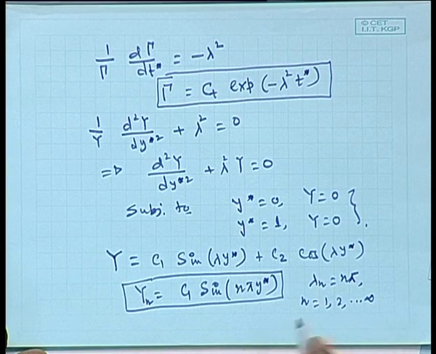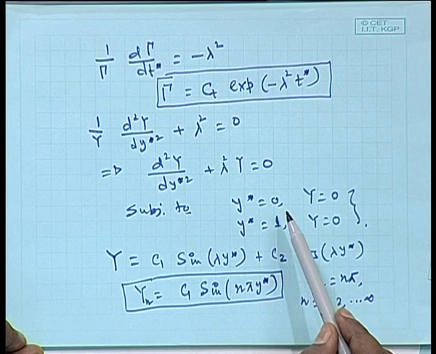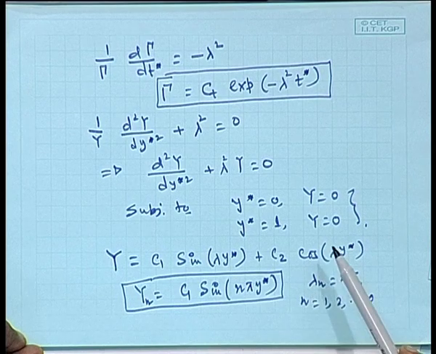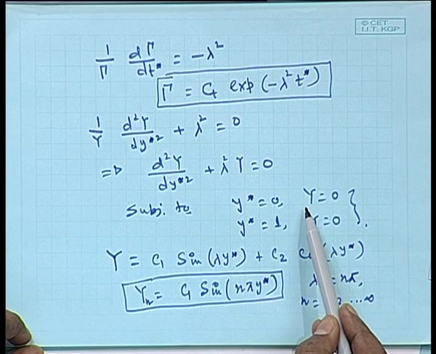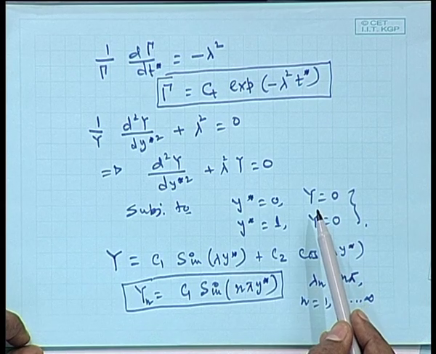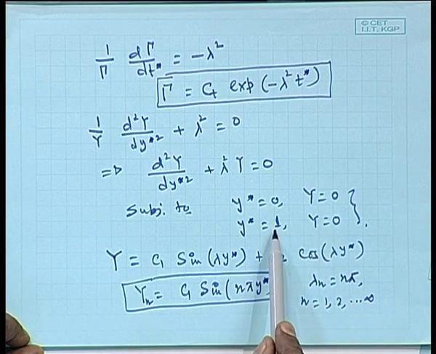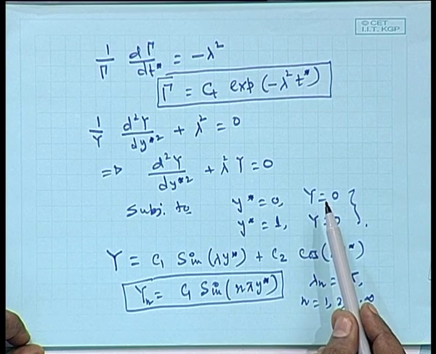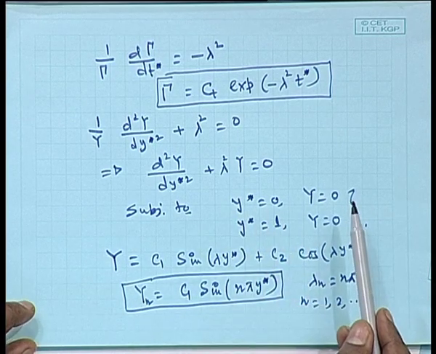So, what have we said? We have established previously that if at y star equal to 0, you have a Dirichlet boundary condition, then n pi will be the eigenvalues and sin n pi y will be the eigenfunctions. If dY/dy is equal to 0, a gradient boundary condition, is present, then cosine will be the eigenfunctions and (2n minus 1) pi by 2 will be the eigenvalues. And if at y star equal to 1 a mixed boundary condition is present, then sin n pi y will be the eigenfunctions and the eigenvalues will be obtained from a transcendental equation involving the tan function.